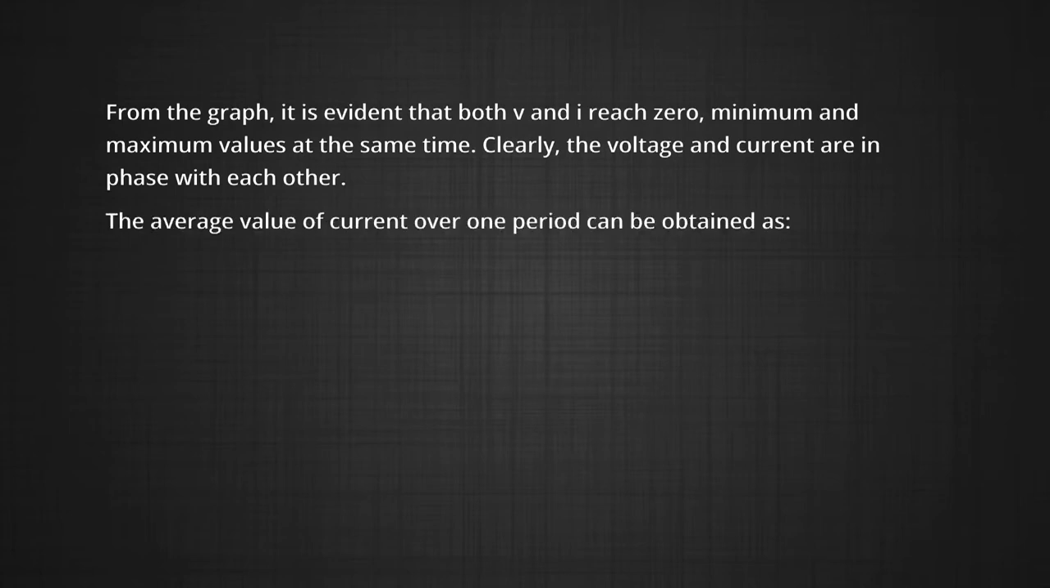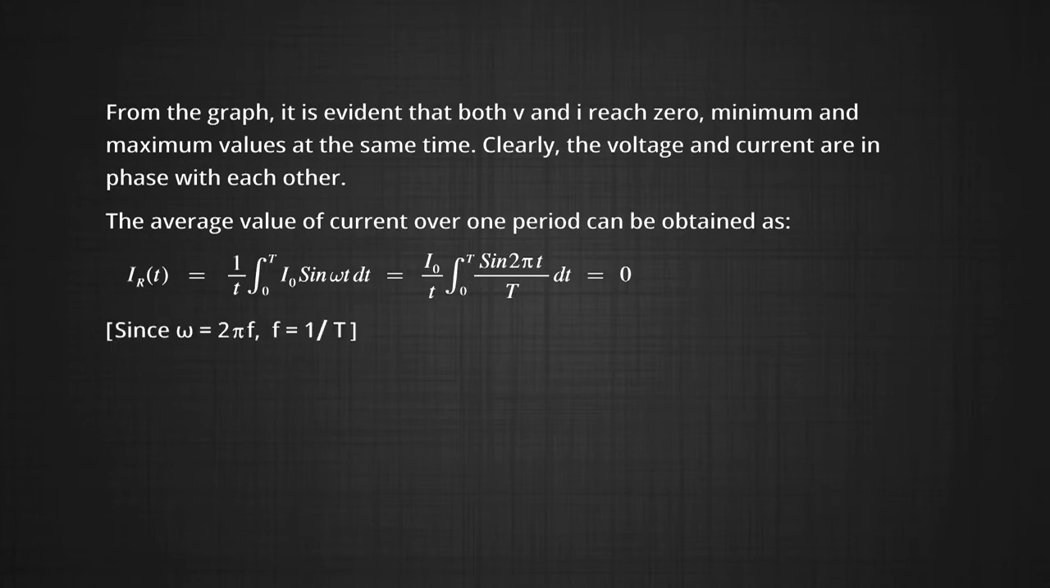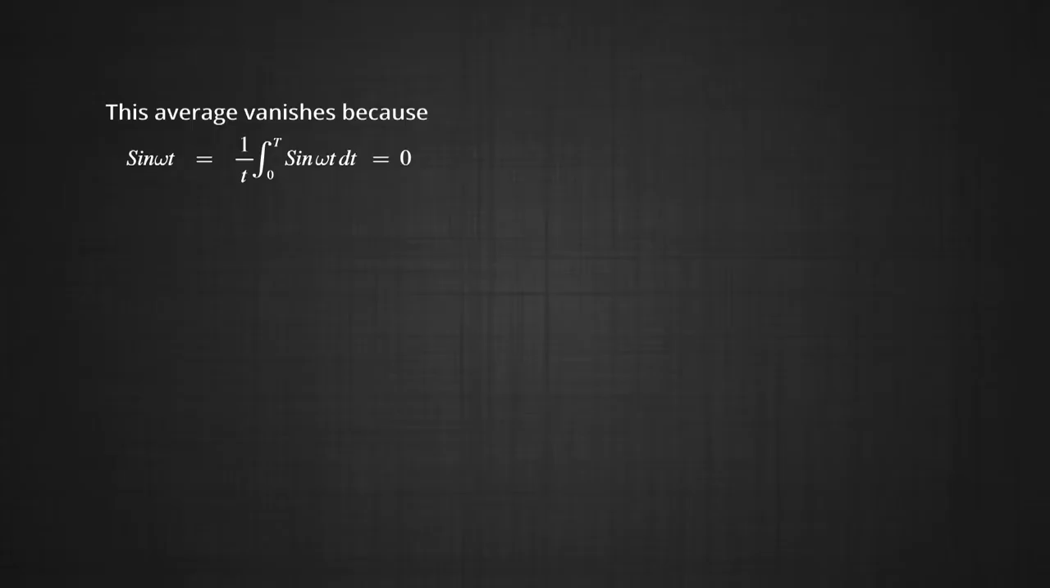The average value of current over one period can be written as I R T, which is equal to 1 by T integral 0 to T of I naught sin omega t, is equal to I naught divided by T, integral 0 to T of sin 2 pi t divided by T dt. That will equal 0, because omega is equal to 2 pi by T, and f is equal to 1 by T. So this average value vanishes because of sin omega t. For a complete cycle, 1 by T integral 0 to T of sin omega t dt is equal to 0.